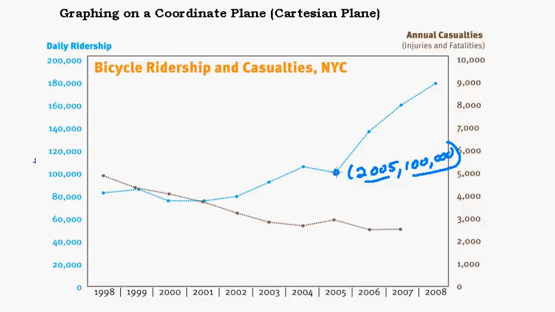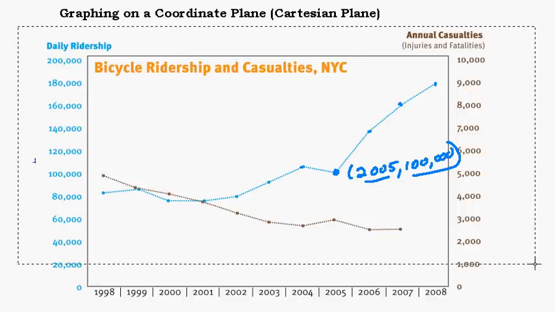We would call it like a piece of data, a data point. And we could take data over time and try to see what's happening. So based on what I see, it looks like the ridership is going up and the casualties are going down. And this graph helps me visualize what's happening there. Let me show you one more.